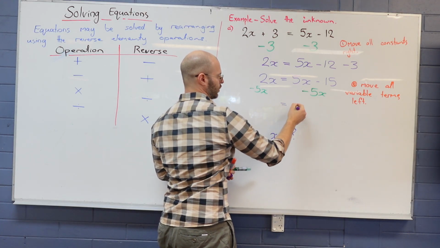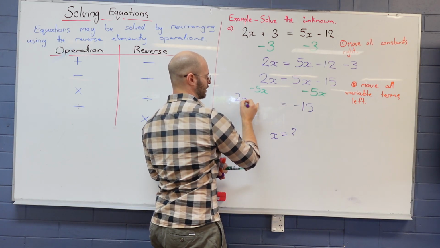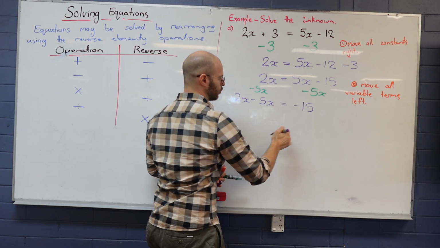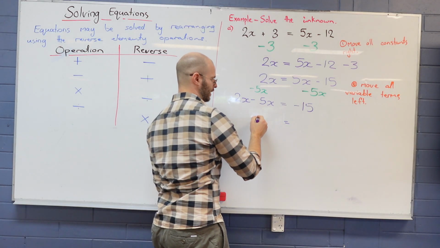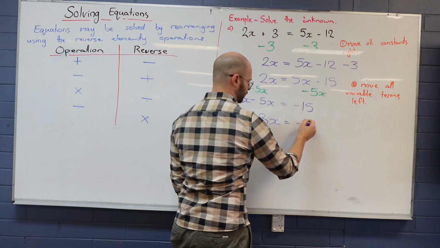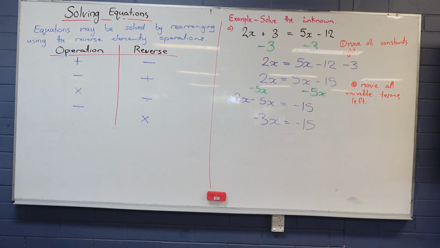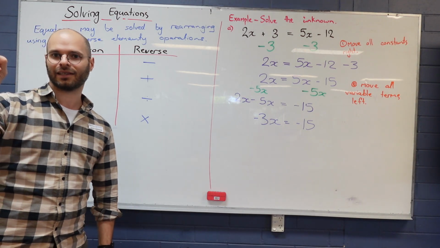So that's now gone, so it's only negative 15 on the right, and we have 2x, take 5x on the left. We do what we can. We know 2 take 5 is going to be minus 3, and they're x's. We just collect like terms, which is what we did last topic. And then we find that minus 3 x's is the same as having minus 15. What we want to do is we want to find out how many is a single x.